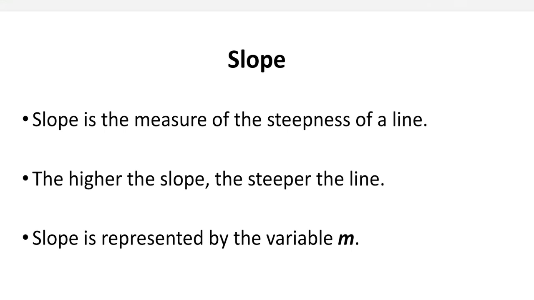Okay, Mr. Logry here. Today we're going to talk about slope, and getting slope from a graph. So slope is the measure of how steep a line is. The higher the slope, the steeper the line is, and it is represented by the variable m.